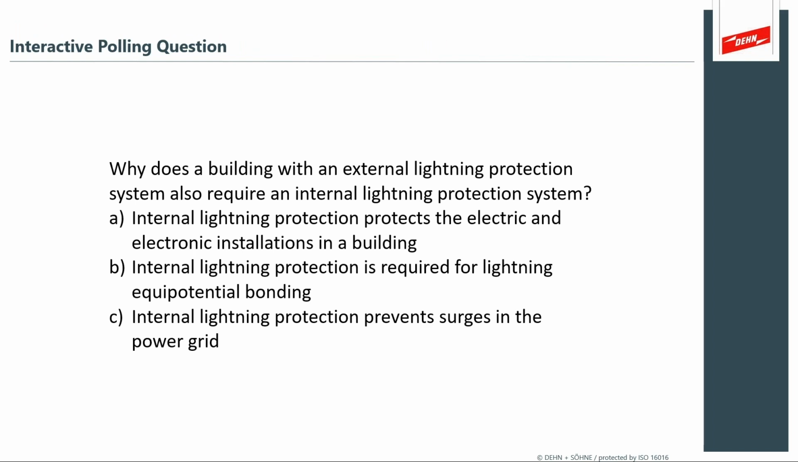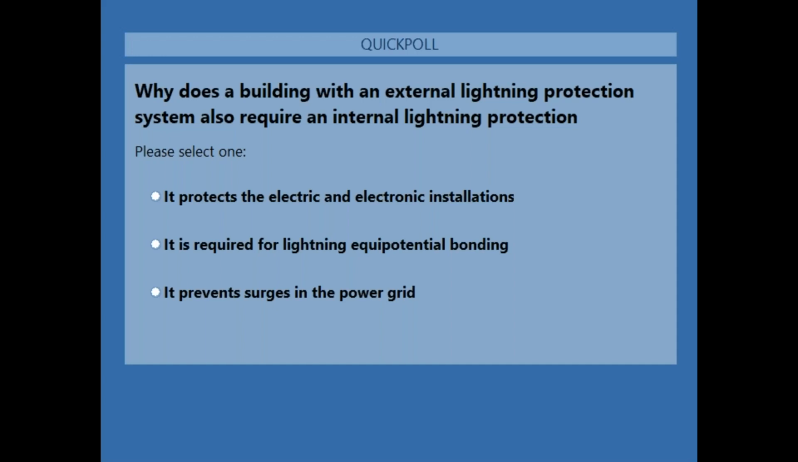So why does a building with an external lightning protection, your air terminals, also require an internal lightning protection system? We'd like to ask the group your best understanding of the best fit answer. Why does a building with external lightning protection, which we define as the air terminals and the down conductors, also require internal lightning protection, things like equipotential bonding and surge protection devices?